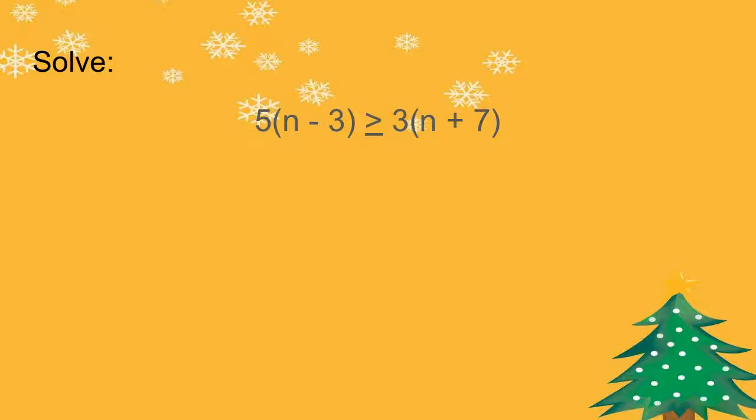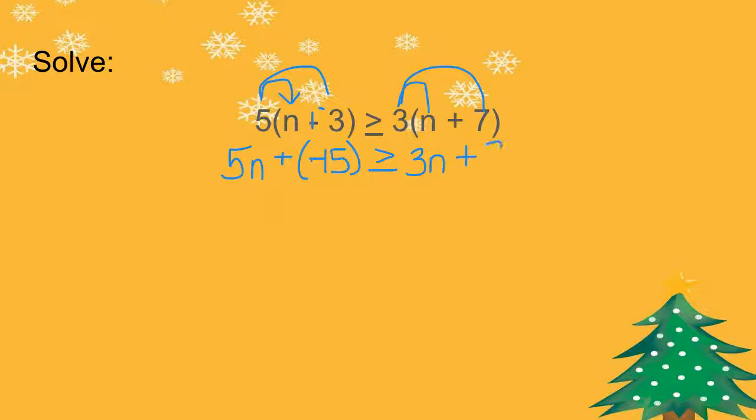As we've talked before, solving inequalities is really no different than solving equalities, other than if you multiply or divide both sides by the same negative number, you would have to flip the sign. Looking at this example, we would need to distribute first. So we would take 5 times n. I'm going to change this to a -3. And 5 times -3 is -15, is greater than or equal to 3 times n, and 3 times 7 is 21.